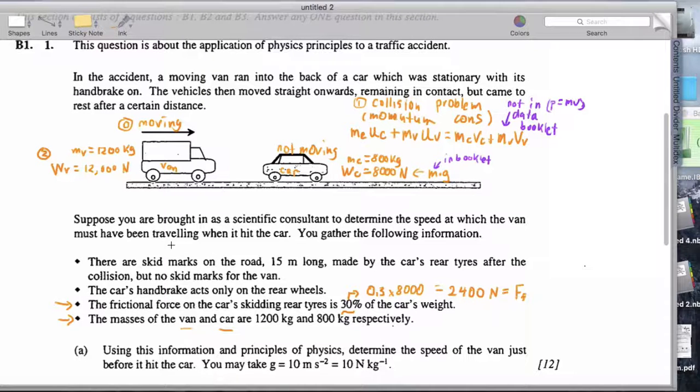The handbrake only acts on the rear wheels. I'm not sure if that's useful or not, but I take note of it. Now, it says the skid marks on the road are 15 meters long, made by the car's rear tires after the collision. Okay, so I have some kind of a distance here. And I'm just going to tell you right now, this is experience. This is a trick that I use, and I'm passing it on to you.